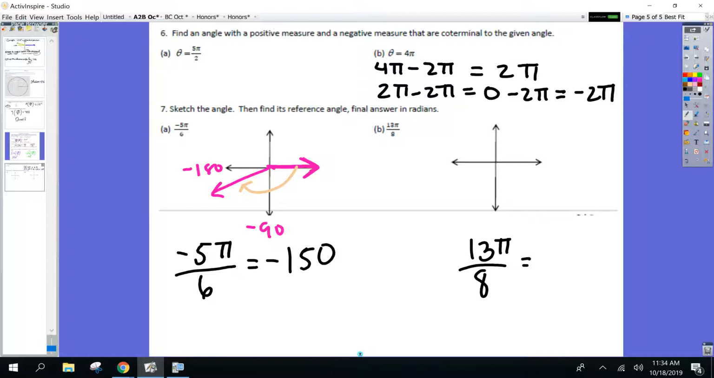And there is good news. By the end of next week, you won't have to convert anymore. You're going to know a trick real quick that you can go negative 5 pi over 6. You're going to do a couple quick calculations in your head or your calculator and tell me negative 150. You won't have to convert anymore.